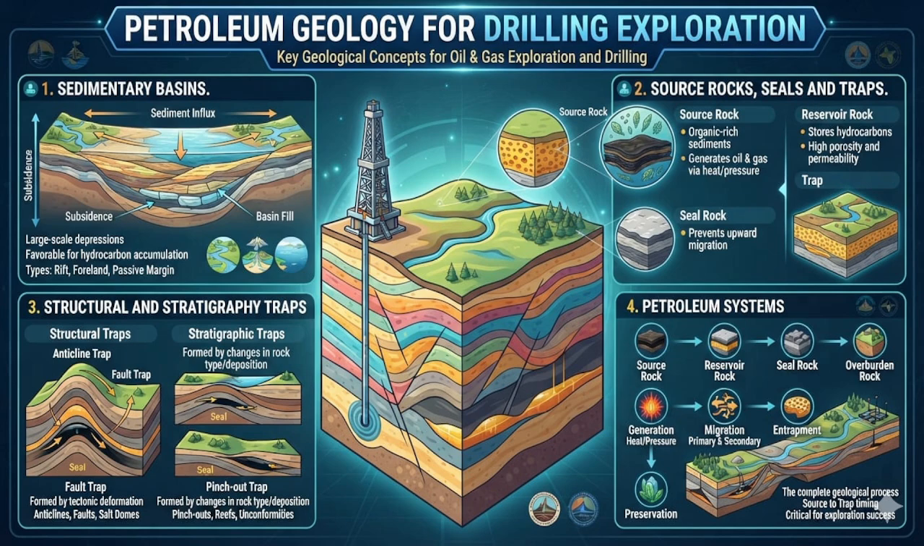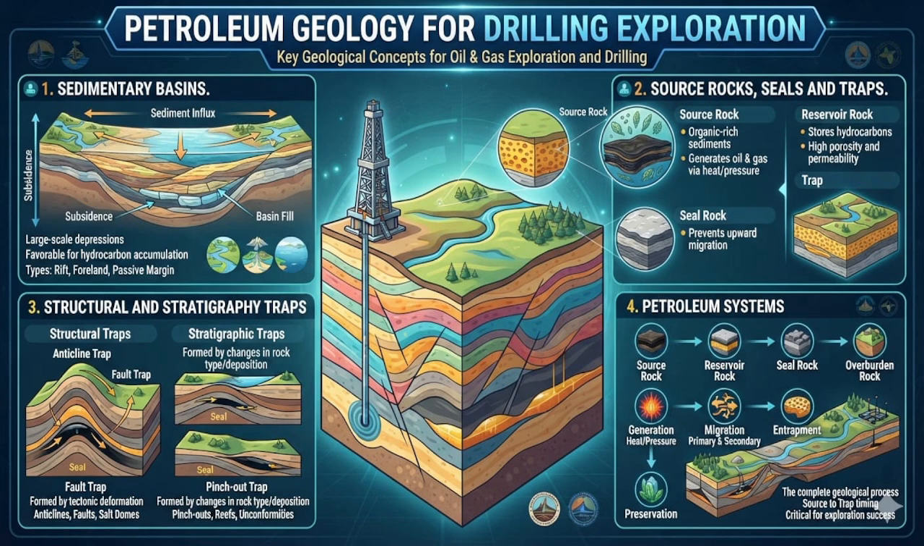The second process is the migration. Hydrocarbons move from the source rock through permeable pathways toward a reservoir rock due to buoyancy and pressure differences. And then the third process is the accumulation. Oil and gas collect in reservoir rocks beneath a seal and within a trap. And then fourth, we have the preservation. The trap and seal maintain the hydrocarbon accumulation over millions of years without significant leakage.